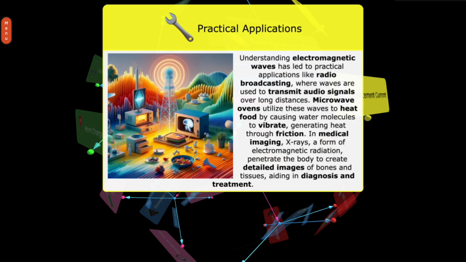Understanding electromagnetic waves has led to practical applications like radio broadcasting, where waves are used to transmit audio signals over long distances. Microwave ovens utilize these waves to heat food by causing water molecules to vibrate, generating heat through friction. In medical imaging, X-rays, a form of electromagnetic radiation, penetrate the body to create detailed images of bones and tissues, aiding in diagnosis and treatment.